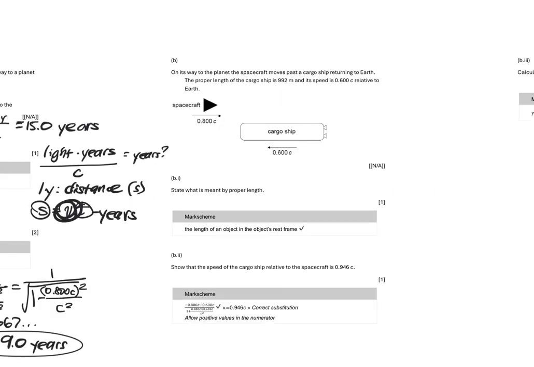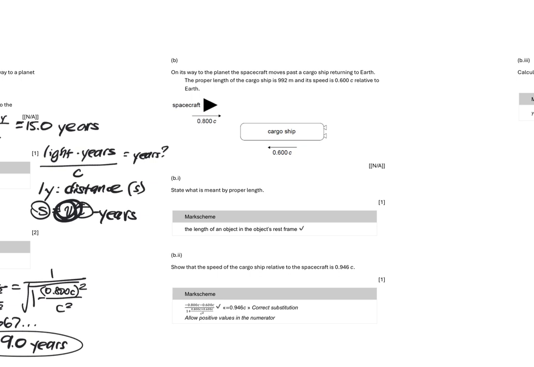And so now we have the spacecraft passing a cargo ship. The spacecraft is going 0.8 c. The cargo ship is going 0.6 c. And it says the proper length of the cargo ship is 992 meters. It's a weird number. And the speed is 0.6 c relative to Earth. And it says part B(i): what is meant by proper length? The mark scheme says length of an object in the object's rest frame.